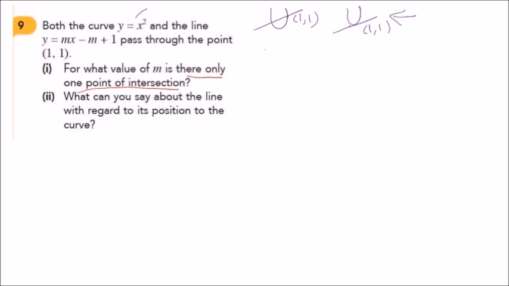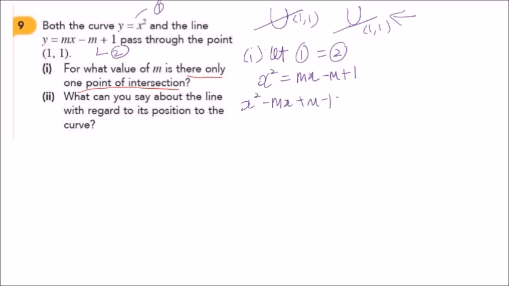Let's call this equation 1, and this one equation 2. So we let 1 equal to 2 and form an equation in terms of x. You will have x squared equals mx minus m plus 1. If you bring all the terms to the left hand side, this is what you get. Let's write down the values of a, the coefficient of x squared, that's 1. The value of b, the coefficient of x, is negative m. And the remaining one will just be your constant.